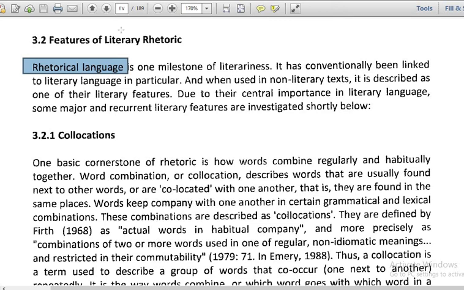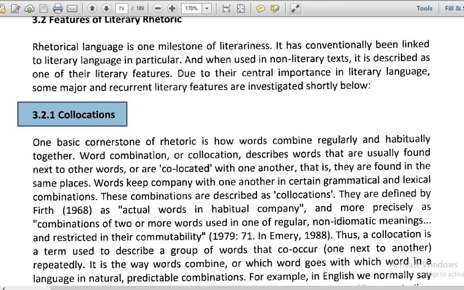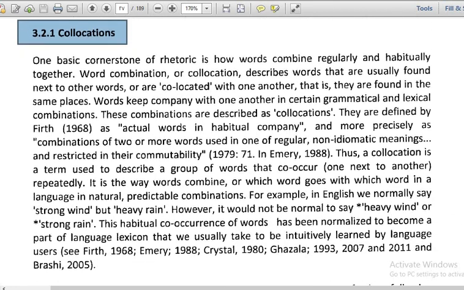So, the first feature of literary language, or the first feature of rhetoric, is collocations. Collocation, simply speaking, is word combination, المتلازمات اللفظية. One basic cornerstone of rhetoric is how words combine regularly and habitually together. Word combination or collocation describes words that are usually found next to other words or are co-located with one another. That is, they are found in the same places.